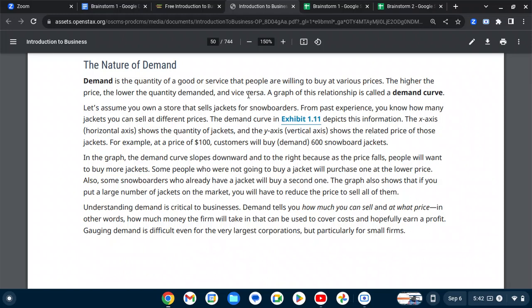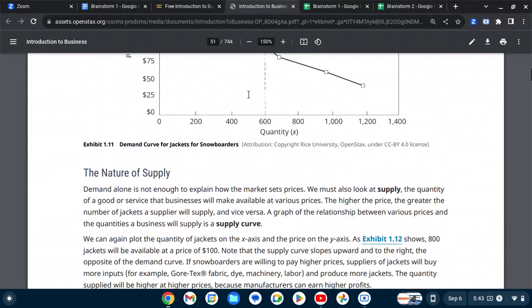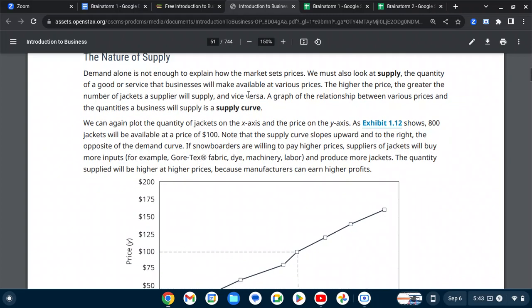Gauging demand is difficult even for the largest corporations, and particularly for small firms. Nature of supply. Demand alone is not enough to explain how the market sets prices. We must also look at supply. The quantity of a good or service that businesses will make available at various prices.